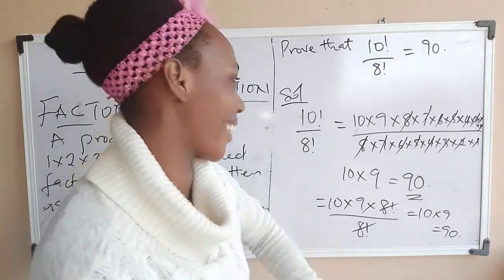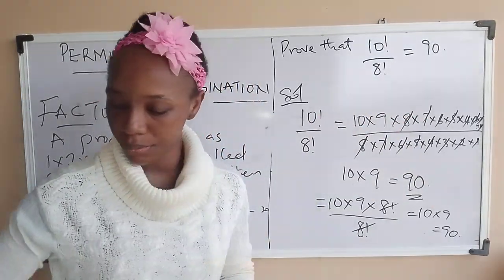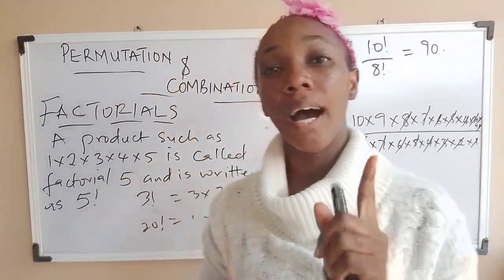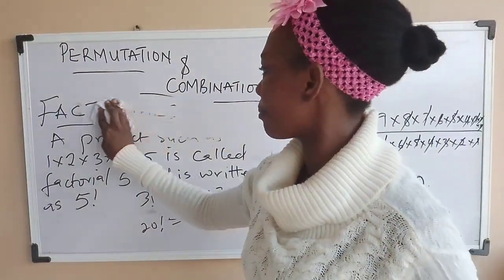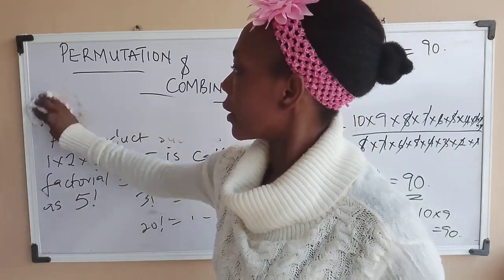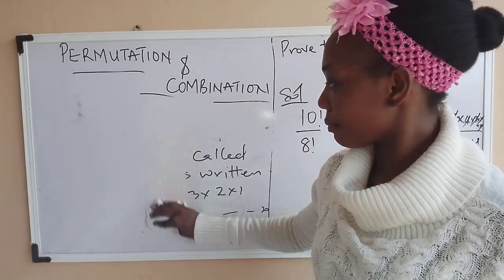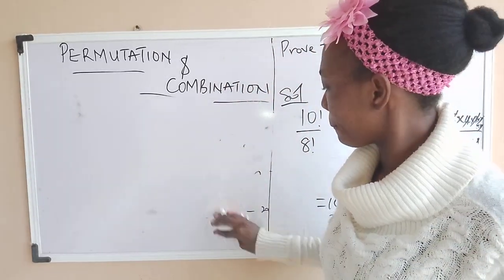So let's go back. All right. So this is the first example we'll be looking at on factorial. We're going to be looking at another example here.